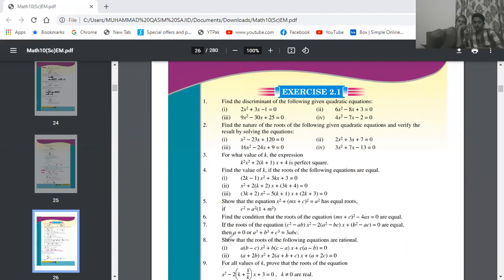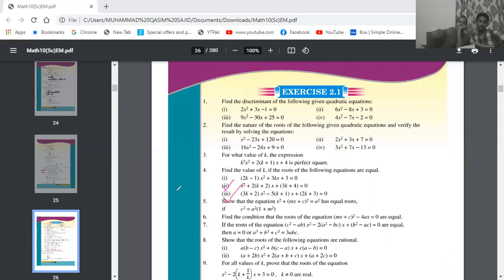Now, question number 4. We have to find the value of k if the roots of the following equation are equal. Equal means there are some possibilities that the value must be greater than the value, that is, discriminant equals 0. So the value of the discriminant must be greater than 0. For question number 4, the parts are part 2 and part 3.